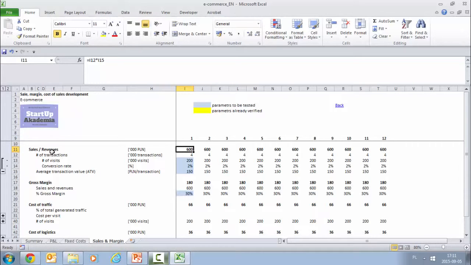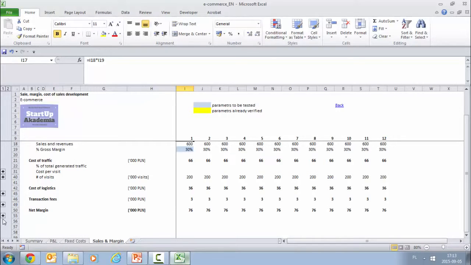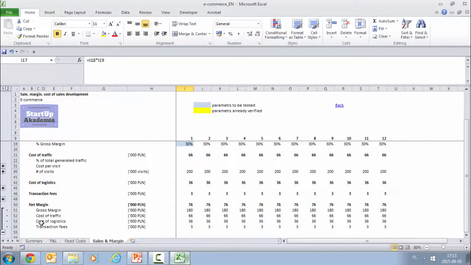Now, having those sales revenues, let's go to gross margin. So gross margin is calculated on the basis of the sales and revenues we've calculated above here. And the assumed gross margin, again, it is in blue, so it is something you have to test. Out of this, we get 180,000 per month of gross margin. In order to get to the net margin, as we mentioned before, we have to somehow estimate the cost of traffic, cost of logistics and transaction. And out of this, after we calculate them, we will get the net margin.